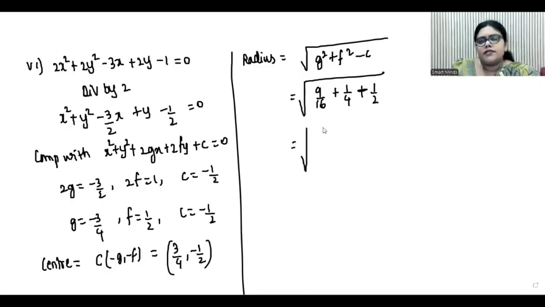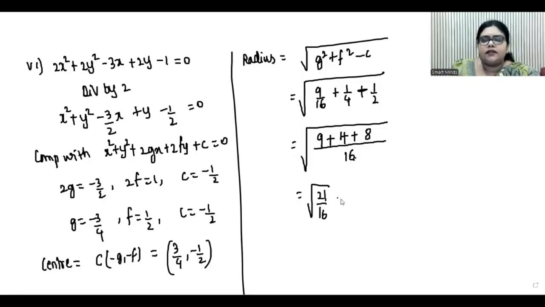Now what is the LCM of 16, 4 and 2? LCM is 16. 16 into 1 is 16, so 9 into 1 is 9. 4 into 4 is 16, so 1 into 4 is 4. 2 into 8 is 16, so 1 into 8 is 8. So this is root over 21/16. That is root 21 by 4. This is the radius.